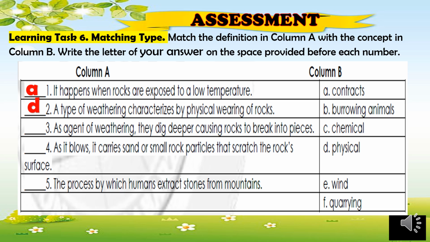You are correct. Number 3, as an agent of weathering, they dig deeper, causing rocks to break into pieces. Is your answer letter B, burrowing animals? You are correct. Number 4, as it blows, it carries sand or small rock particles that scratch the rock's surface. Is your answer letter E, wind? Then you are correct. Number 5, the process by which humans extract stones from mountains. The answer is letter F, quarrying.